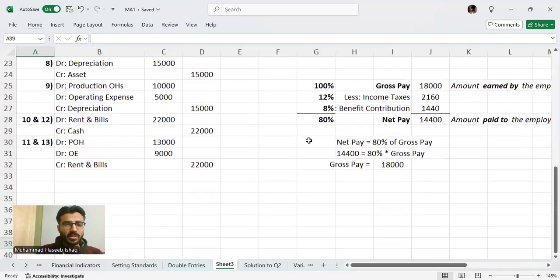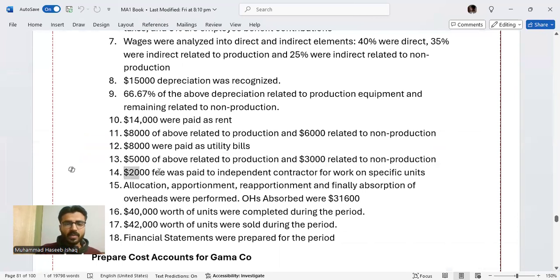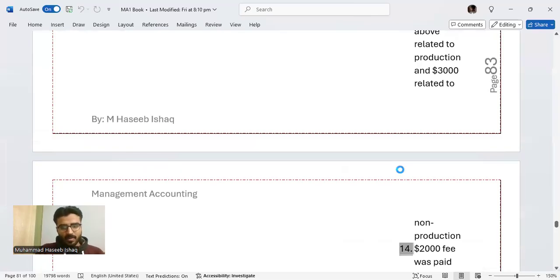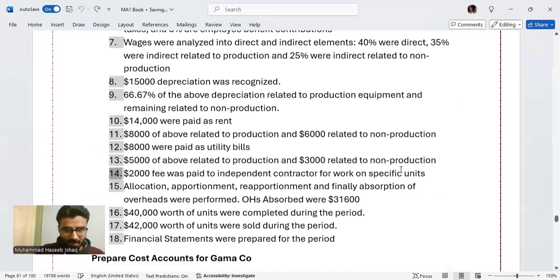One transaction remains regarding this expense. So it is this transaction: 2,000 fee was paid to an independent contractor for work on specific units. You see, the question is almost ended. So I think I made a mistake. Let's undo it. Undo is really a blessing.